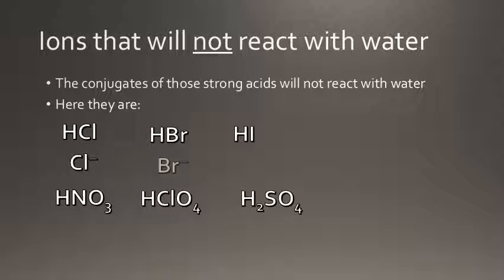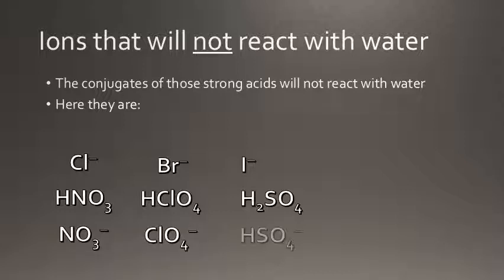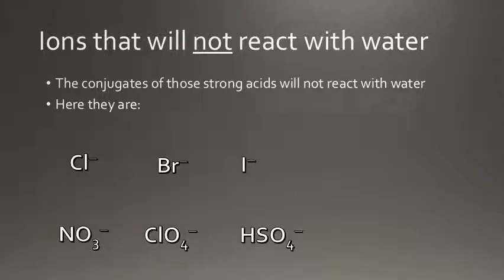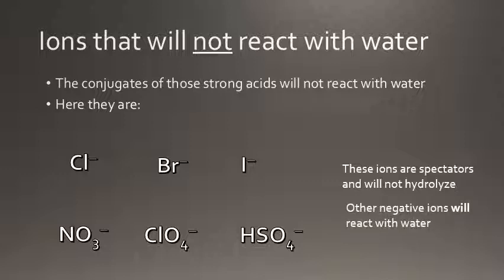So we get chloride ion, bromide ion, iodide ion, nitrate, perchlorate, and the hydrogen sulfate. These ions are spectators. If you see a chloride ion or a bromide ion or a nitrate, they will not undergo hydrolysis. Other negative ions, like the cyanide that we saw, like the chlorite that we saw, those will react.